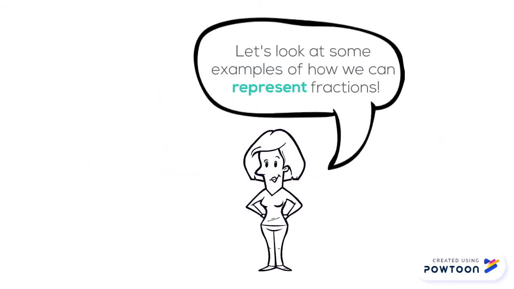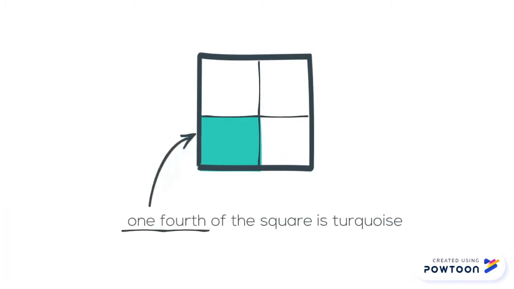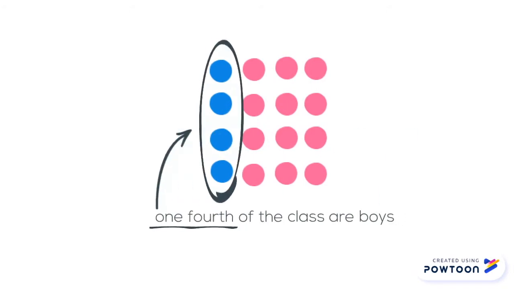There are different ways in which we can represent fractions too. Firstly, we can use fractions to represent an area. In this example, we can see that 1/4 of the square is turquoise. We can also see that the whole is defined as one square, and we know that there are fourths because the square is divided up into 4 equal parts. We can also represent our fraction as part of a set. Let's look at a set of 16 students in a class. There are 4 boys, therefore 1/4 of the class are boys.